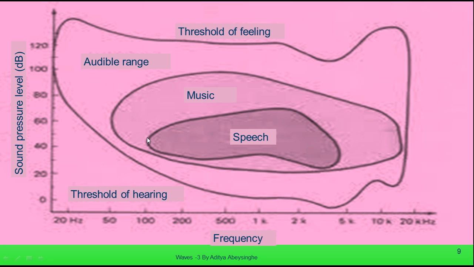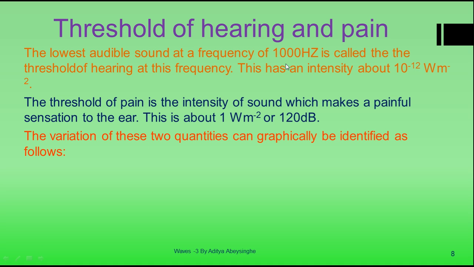But in the case of music, you can see that different sound sources, for example pianos, violins and the other sources, have a much higher sound pressure level or sound intensity. So it also has a high frequency and a high intensity. So the audible range, the threshold of feeling and the threshold of hearing can vary as follows for any sound source. This is a graphical interpretation to explain that the threshold of hearing and the threshold of pain for the human ear vary between 10 to power minus 12 and 10 to power 0.